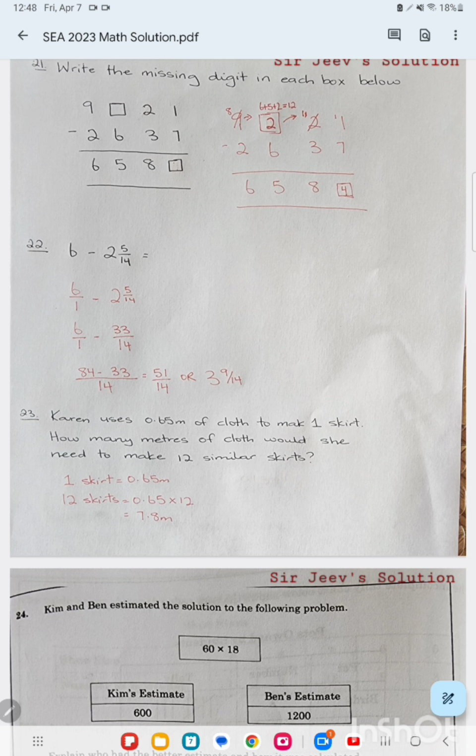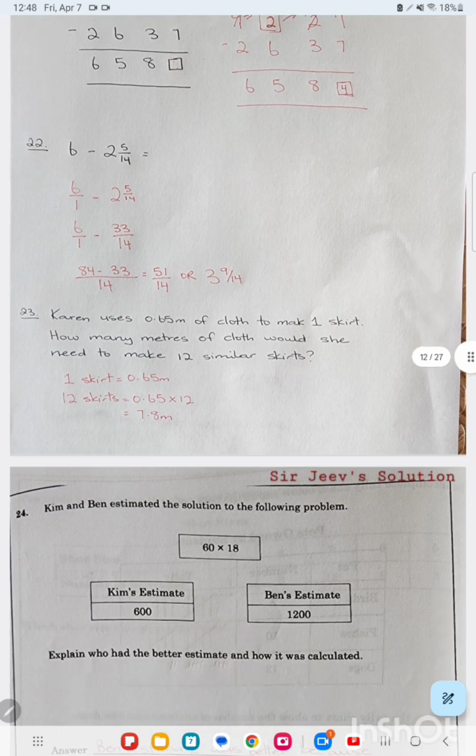Number 23, we have Karen uses 0.65 meters of cloth to make 7 shirts. How many meters of cloth would she need to make 12 similar shirts? So one shirt is 0.65 meters. 12 shirts is 0.65 meters multiplied by 12. And you'll get 7.8 meters.